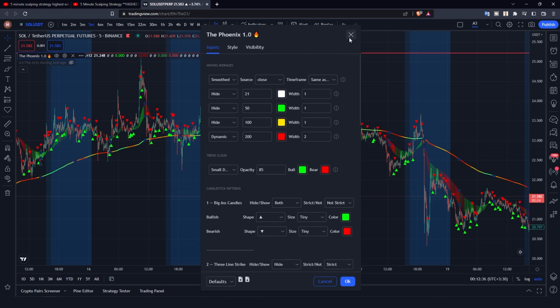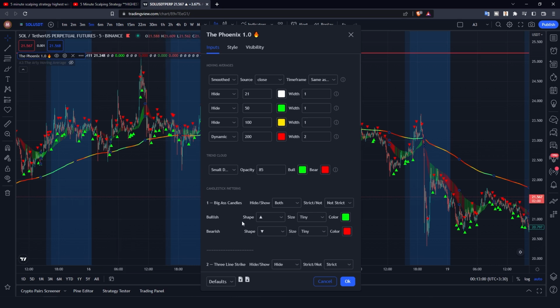Okay, the strategy says that at first we should have a 200 moving average. It's SMMA moving average. You should add this to the chart. If the price is above the 200 moving average, you enter long positions. And if the price is below this line, you take short position.